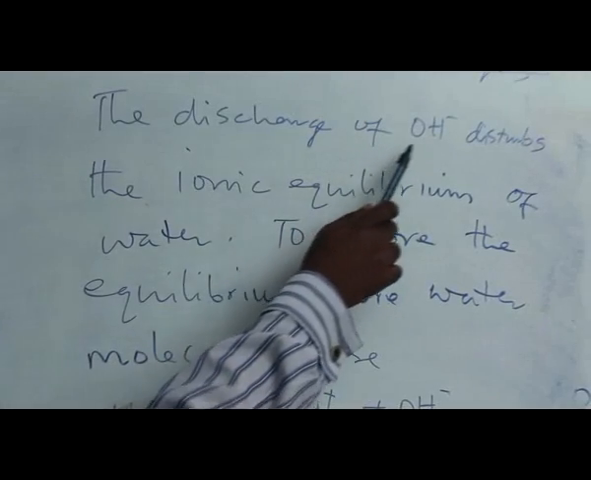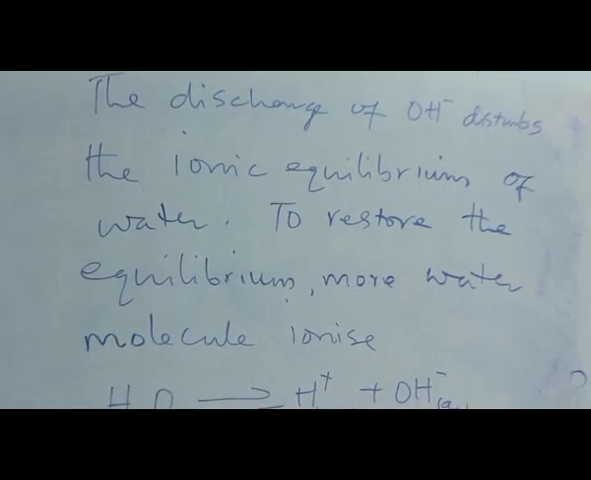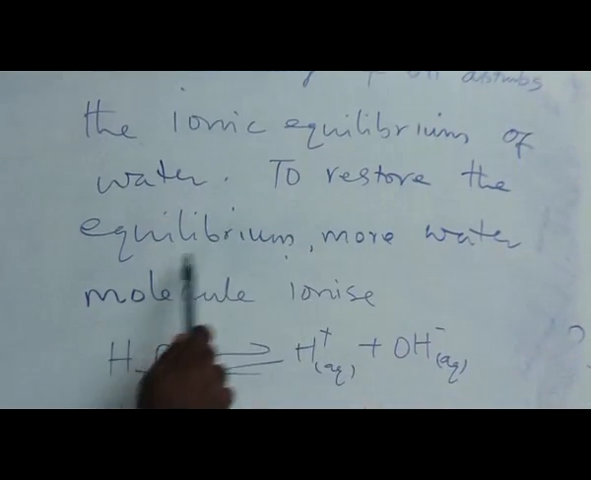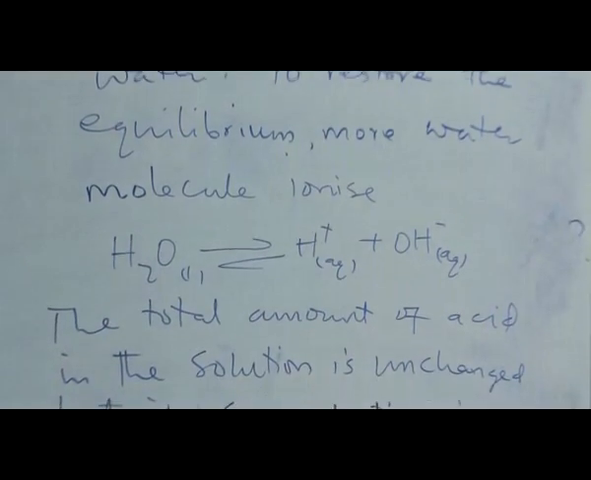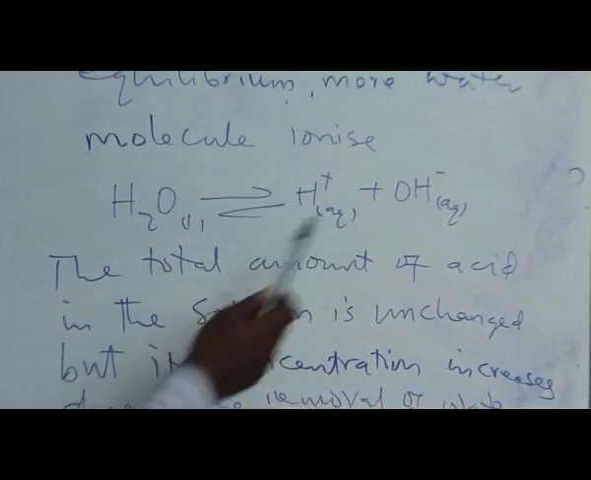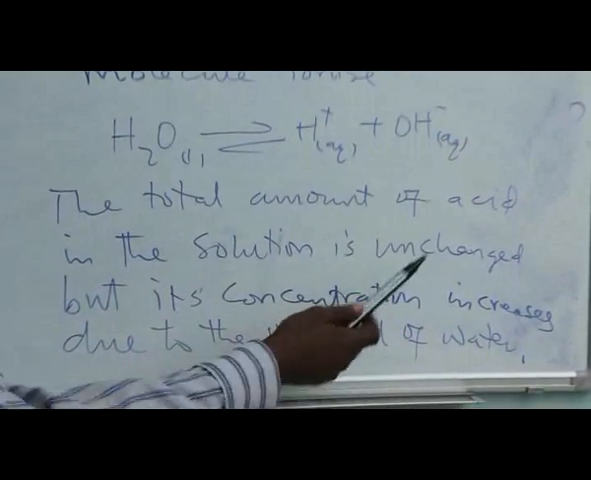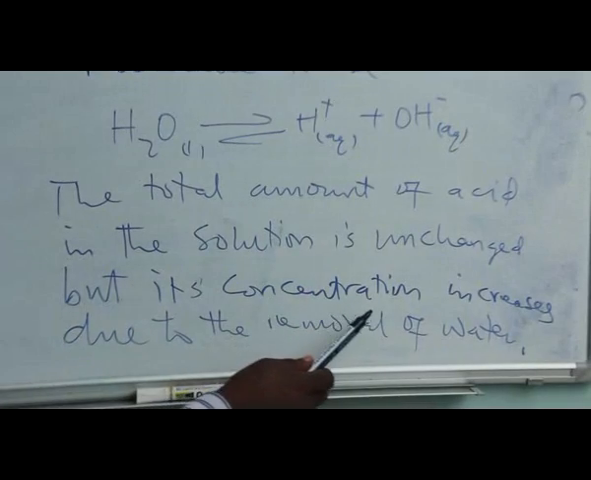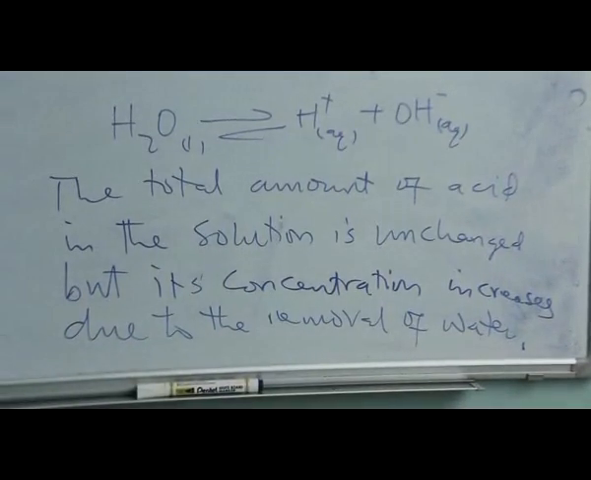The discharge of hydroxide ion disturbs the ionic equilibrium of water. To restore the equilibrium, more water molecules ionize, as can be represented by this equation. The total amount of acid in the solution is unchanged, but its concentration increases due to the removal of water.